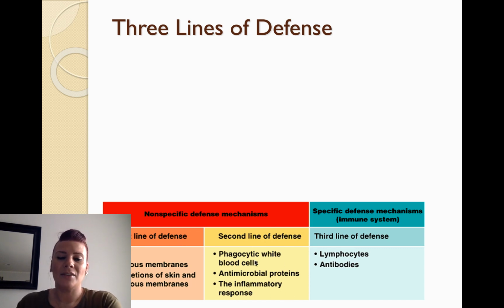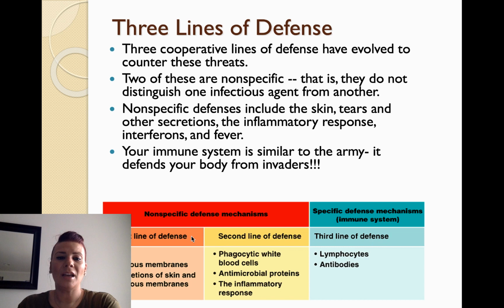And then your second line of defense. Both of these are non-specific, meaning they're going to defend against anything, and we'll talk about why I'm saying that. That includes your inflammatory response system, which is super important and critical. Your third line is specific, and this develops over time. So these first 2, line 1 and line 2, you are born with. They're considered to be innate immunity, meaning everybody in the world is born with it, unless you're born with a compromised immune system or some sort of immune disease.